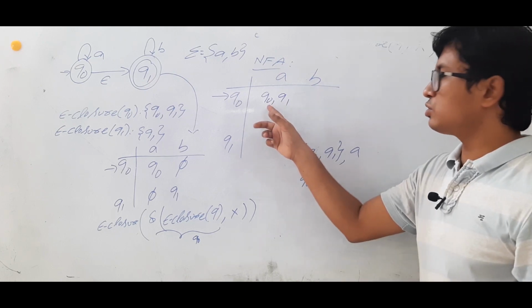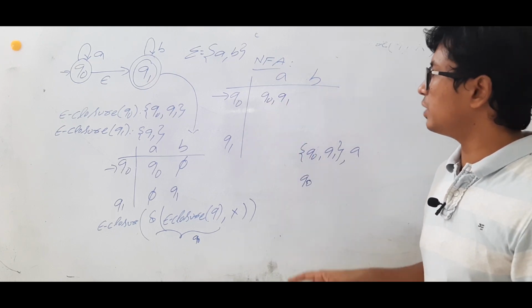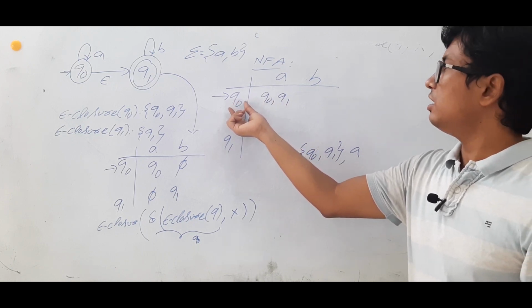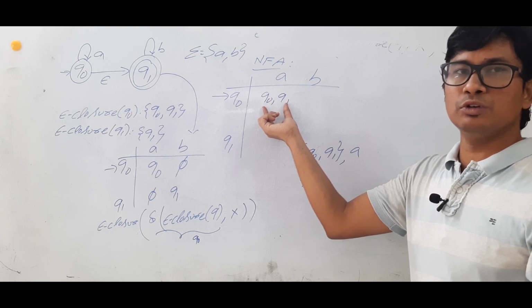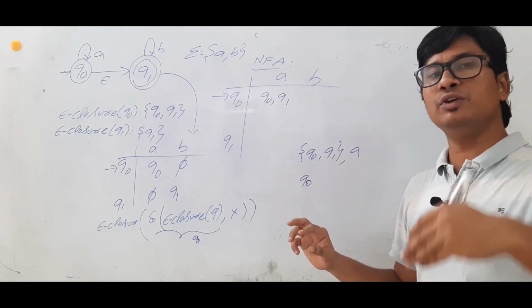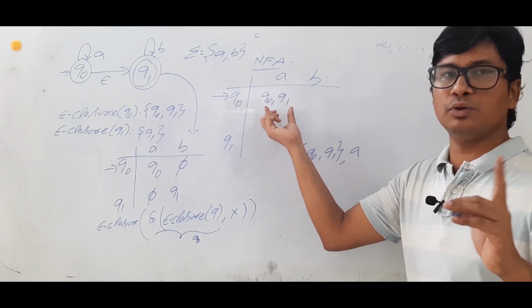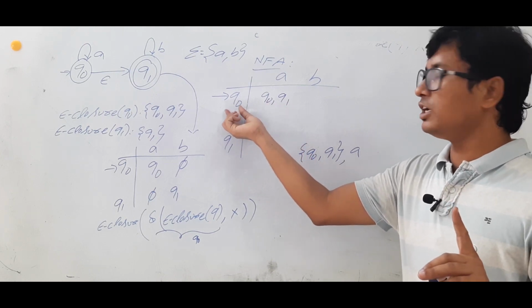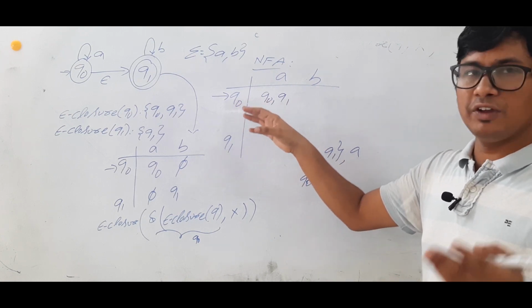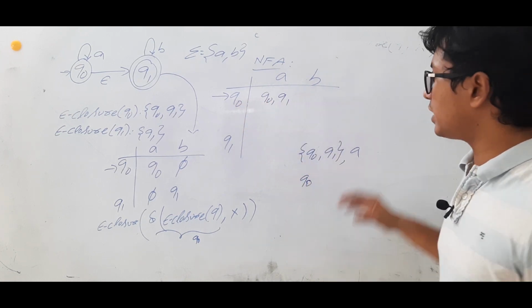So Q0 on A is going to Q0 as well as Q1. It is an NFA, so from any state on any alphabet you can go to more than one state. So it is not a single state. When we converted NFA to DFA, we treated it as a single state. Don't get confused. When you are converting an Epsilon NFA to an NFA, it will be two states, because in an NFA you can go to more than one state.